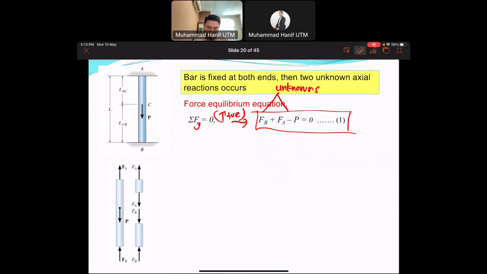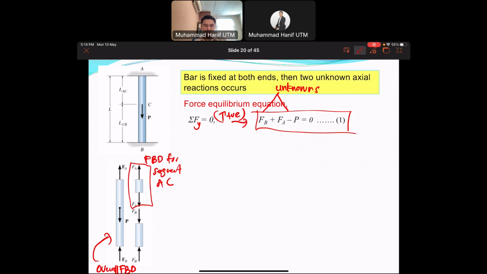Okay, let me erase this one. So from the original FBD, the overall FBD, you can divide this FBD into two small FBDs. FBD one is the segment AC. We call it FBD for segment AC.